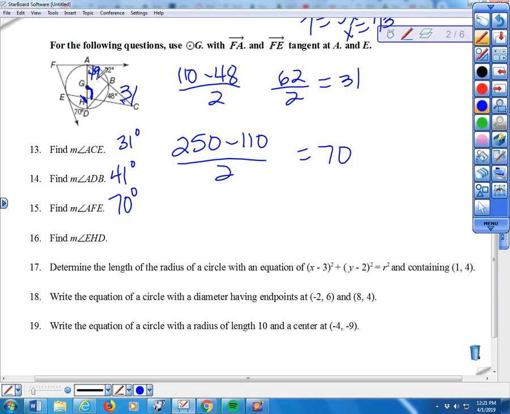Are you following me at all? Okay. And then I would find that angle. Those two are vertical angles, so I could find that one. What is it? 180 minus 49 minus 31 is 100. So that one was 100.